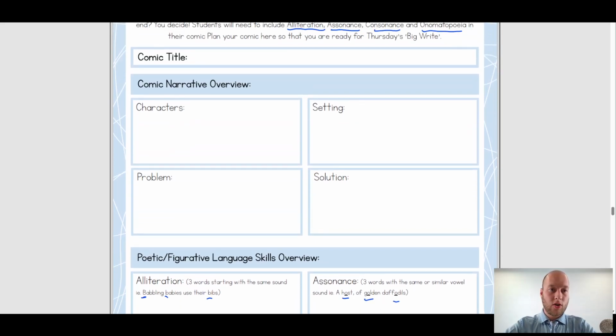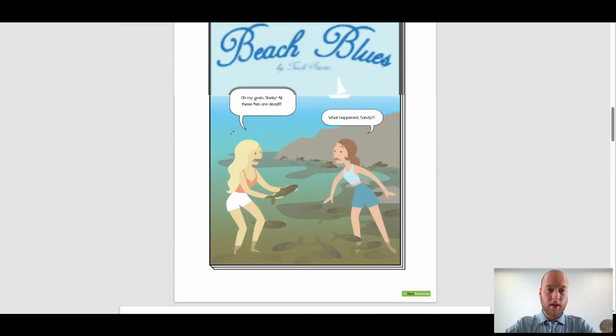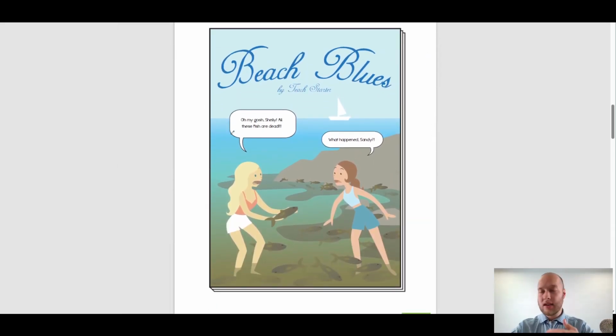I'll just quickly show you here a picture just to get your creative juices flowing. So here we have Sandy calling out to Shelley that all the fish are dead, and Shelley's not sure what happened, is asking Sandy what's going on. Potentially you could change the names of the characters, I don't really mind.